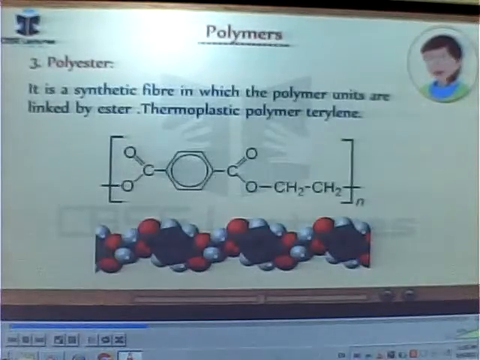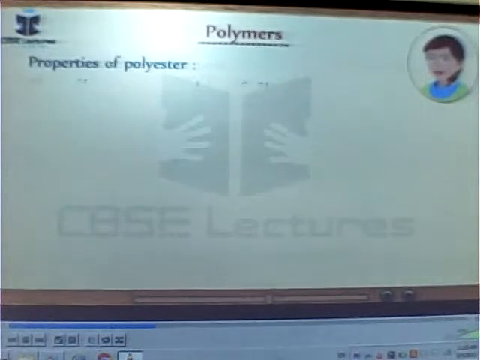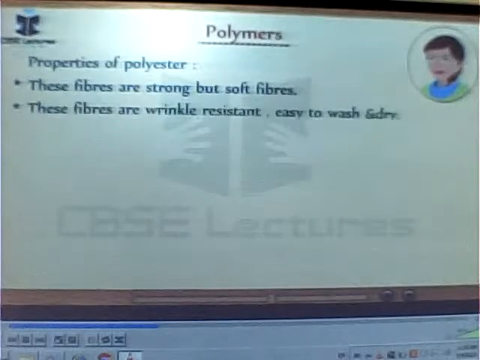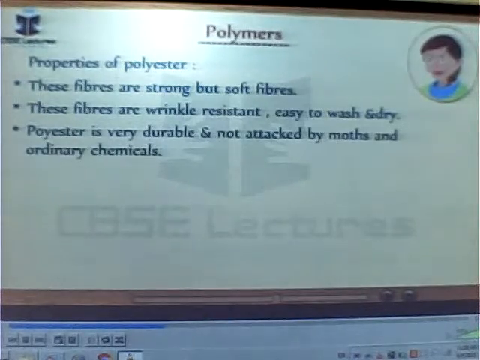Polyester. It is a synthetic fiber in which the polymer units are linked by ester. It is a thermoplastic polymer. Terephthalate is a very popular polyester fiber. Properties of polyester. These fibers are strong but soft fibers. These fibers are wrinkle resistant, easy to wash and dry. Polyester is very durable and not attacked by moth and ordinary chemicals.